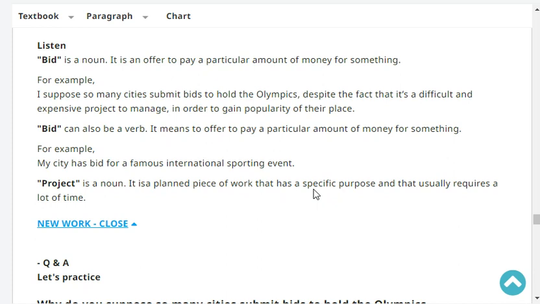Project is a noun. It is a planned piece of work that has a specific purpose and usually requires a lot of time.